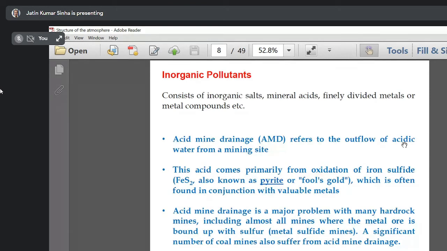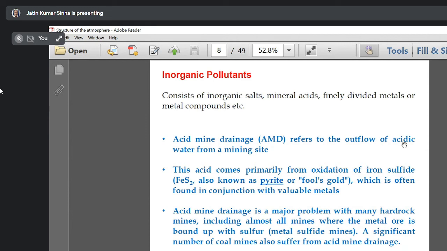The next is the inorganic pollutants. Inorganic pollutants basically consist of inorganic salts, mineral acids, finely divided metals, and metal compounds. Mainly, in inorganic pollutants, acid mine drainage is one of the common problems. Basically, acids are released to water and they end up in closed water body systems.